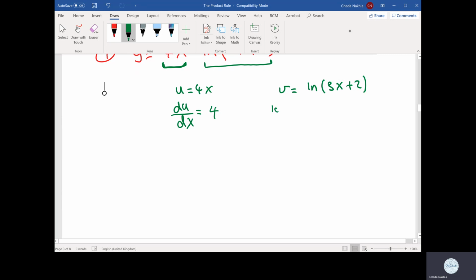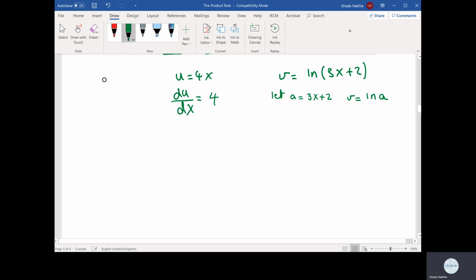So I'm going to let, pick any letter, let's go for A. Let A equals 3x plus 2. We're using the chain rule. You can watch my video on the chain rule and it will help you with differentiating this part. In this case, v will be equal to ln A. One more time, we are going to let the bracket equals A or any other letter you want. Therefore, v is equal to ln the bracket, and the bracket is A, so it's ln A.